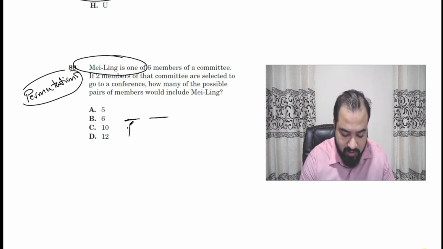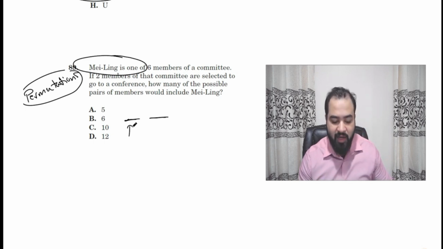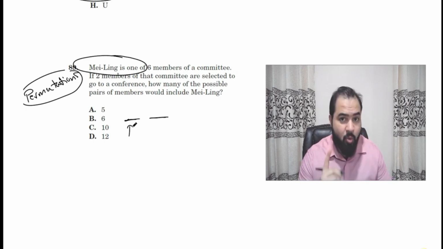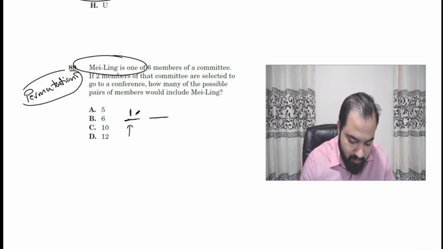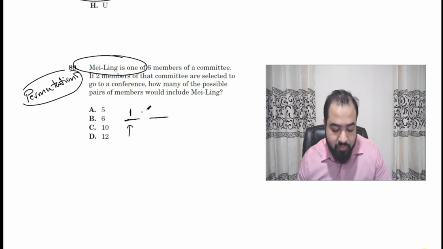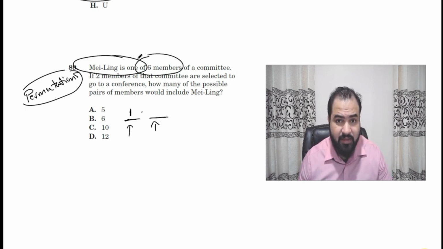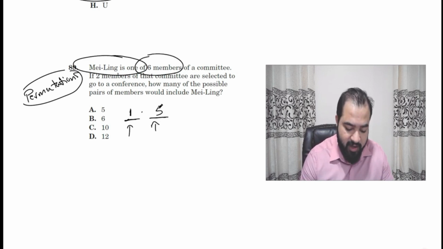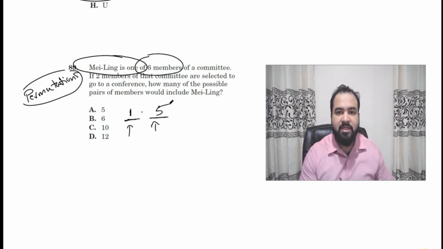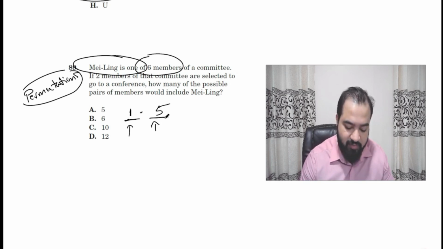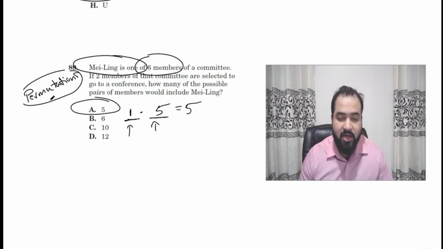For the first position, how many options do we have out of the 6 members? Only 1, because it has to be Maylene. We cannot kick her out of the committee. So only 1 option, Maylene, that's it. For the second position, how many options do we have out of the 6 members? Is it 6? No, it's 5, because the first position is taken by Maylene, and there are 5 more people we have to select from. So we have 5 options for the second one. Total 5 times 1, 5. That's the answer. That's called permutation.